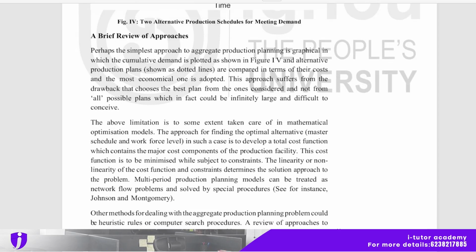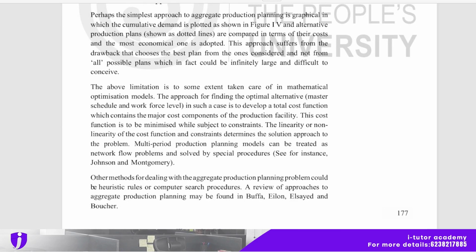Next is a brief review of the approaches. Perhaps the simplest approach to aggregate production planning is graphical, in which the cumulative demand is plotted as shown in figure 5, and the alternative production plans, shown as dotted lines, are compared in terms of their cost, and the most economical one is adopted. This approach suffers from the drawback that it chooses the best plan from the ones considered and not from all possible plans, which in fact could be infinitely large and difficult to conceive.